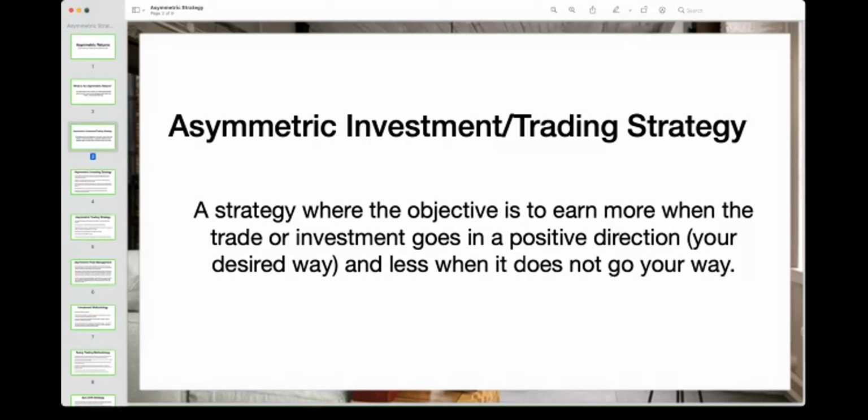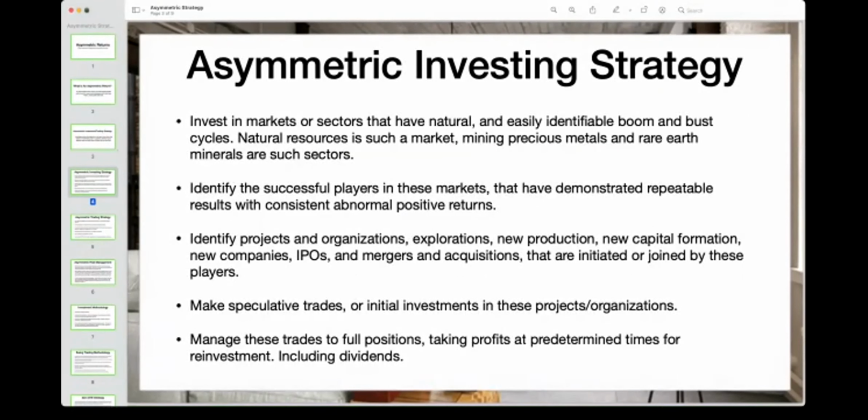And that is a strategy where the objective is to earn more when your trade or investment goes in a positive direction. In other words, in the direction that we want it to go, and less when it does not. In other words, we lose less when it does not go our way. So that's really the basic. That's what we're after. That's the objective.